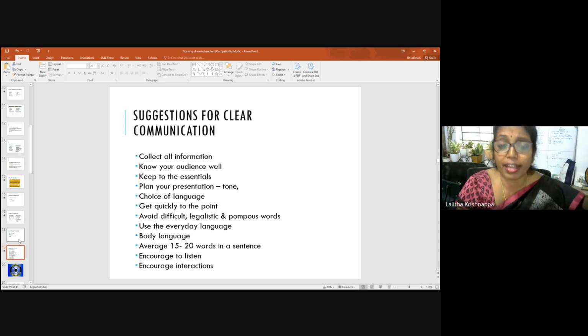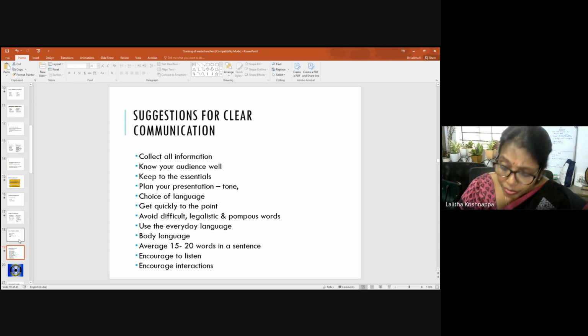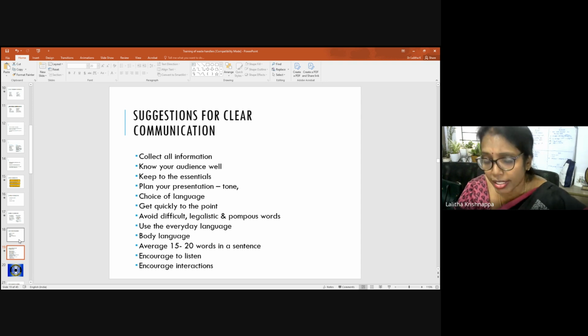And use everyday language. Simple. Let me give an example. Many people will not understand diabetes or hypertension. They may say they have BP or they have sugar. That is the language we must use, and use appropriate body language. Your speed should usually be about 15 to 20 words in a sentence. You should not have a very lengthy sentence because people won't follow. You have to give a pause.